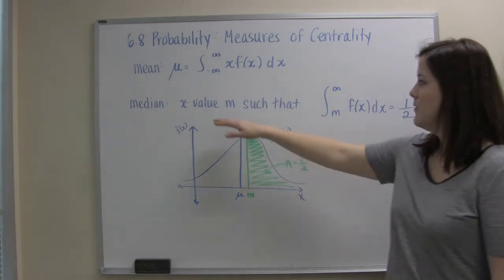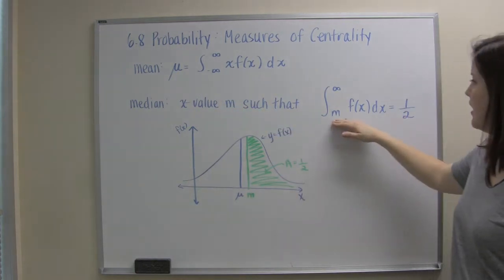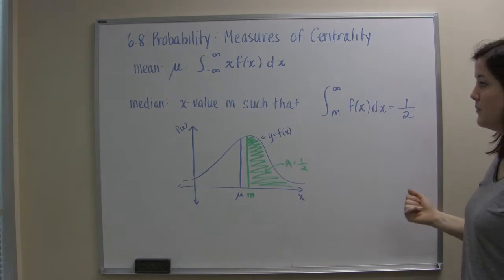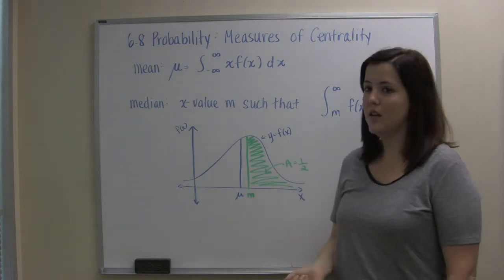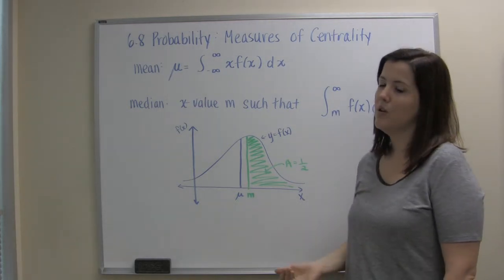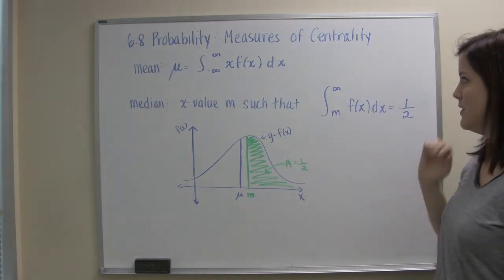And the median is the x value m, such that the area under the curve from m to infinity is exactly 1/2. This is the middle term. Now, in some probability distributions, the mean and the median are equal, and we'll talk about that in what's called the normal distribution. But that's not always the case.